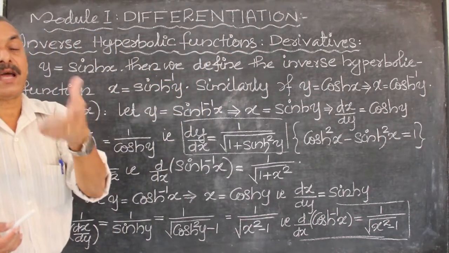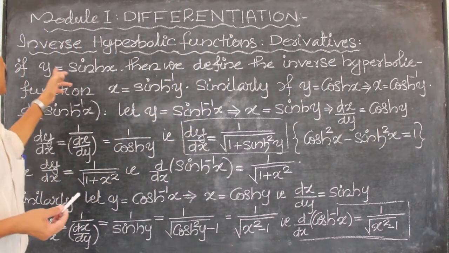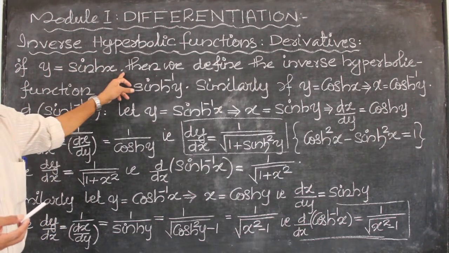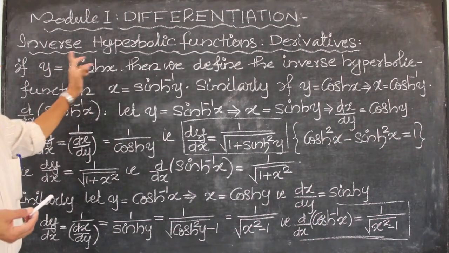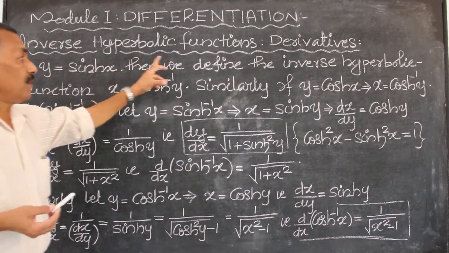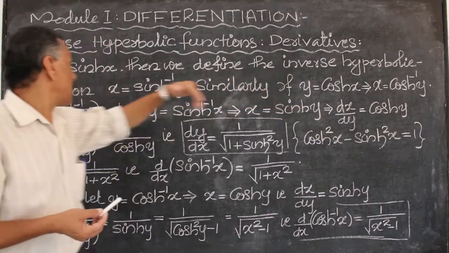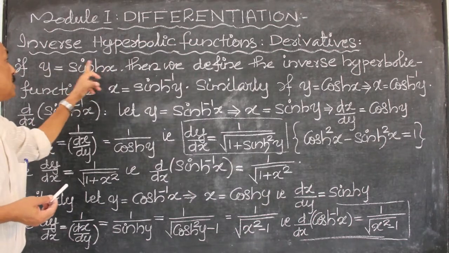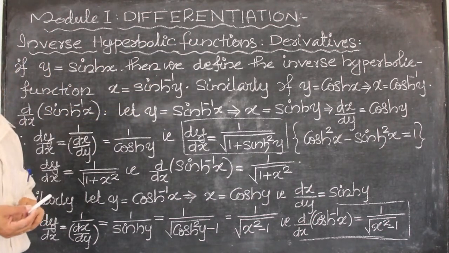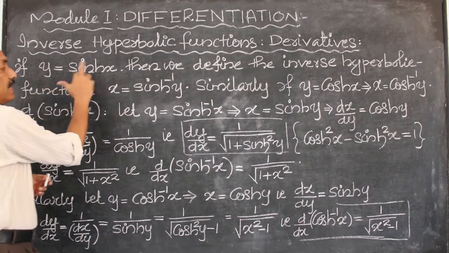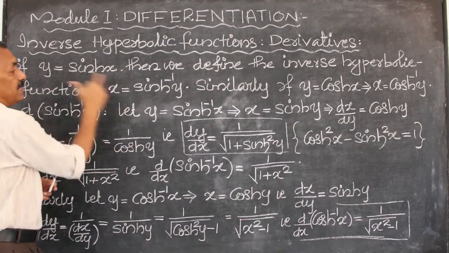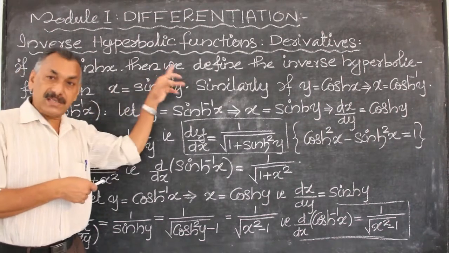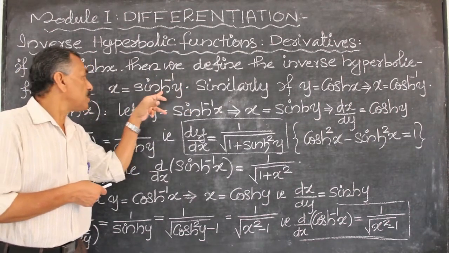How are inverse hyperbolic functions defined? Let y be a function of x, a hyperbolic function of x. Y is equal to sin hx. Then we define the inverse hyperbolic function. x is equal to sin h inverse y. Okay? If y is equal to sin hx, then x is equal to sin h inverse y. Or conversely, if x is equal to sin h inverse y, that means y is equal to sin hx.